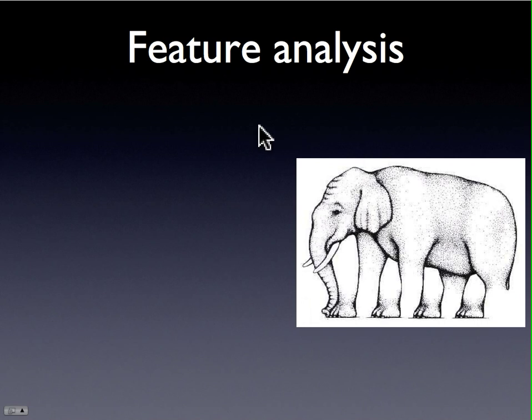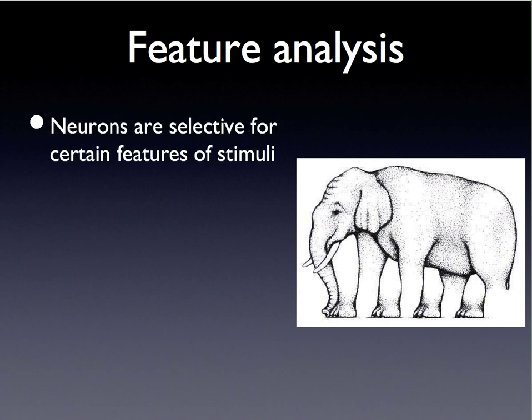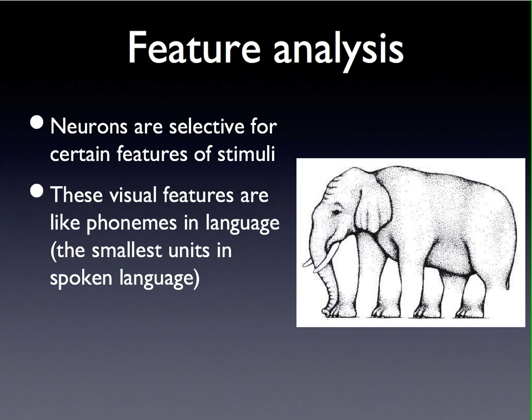It takes all of that information, all of those features, and it says there are enough features for it to be an elephant, and therefore it's consistent with the idea of an elephant, thus it must be an elephant. And this is very similar to how the brain works. We have neurons that are selective for particular features of stimuli, and these features are sort of like the smallest units in language, phonemes. So if you have a certain number of phonemes that are glued together in the right order, like elephant, then you say, okay, well, there's enough features there for me to perceive the word and the idea of elephant.